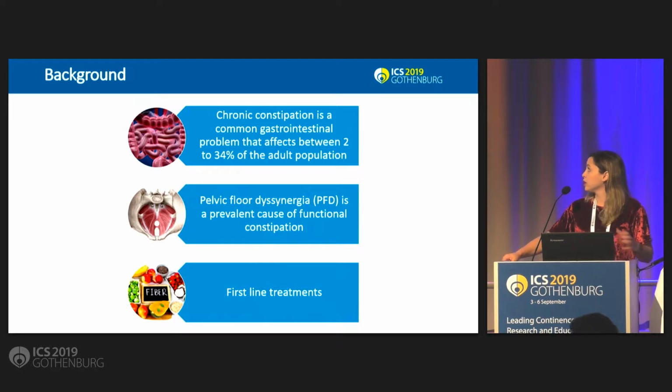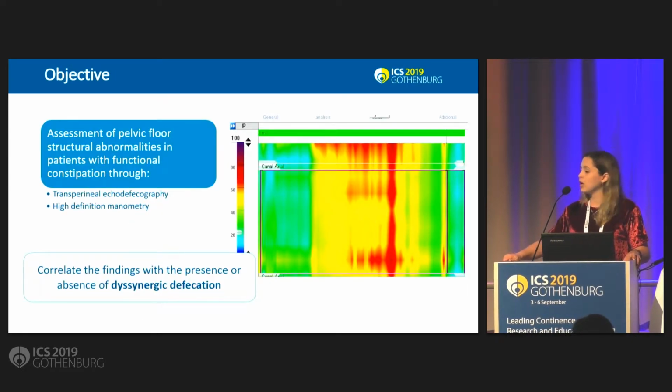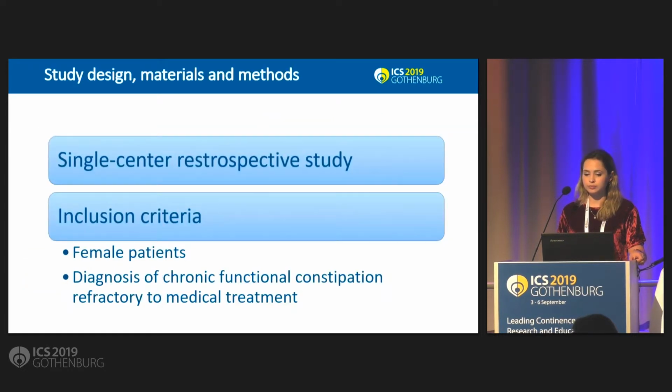Some of the patients that we see in our multidisciplinary clinic, where we work as coloproctologists and urogynecologists, have already tried every first-line treatment, like laxatives, changes in lifestyle, and high fiber. So the objective of our paper was the assessment of pelvic floor structural abnormalities in patients with functional constipation through transperineal echodefecography and high-resolution manometry, and we tried to correlate these findings with the presence or absence of dyssynergic defecation.